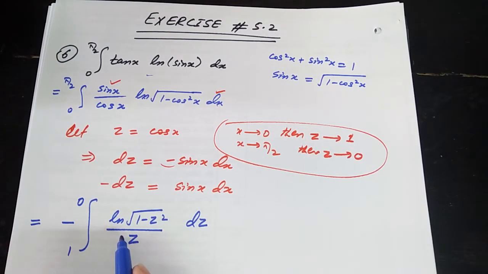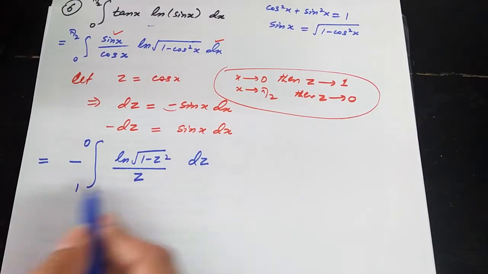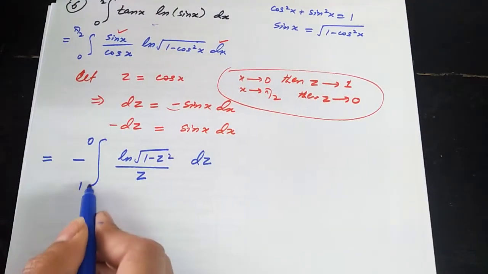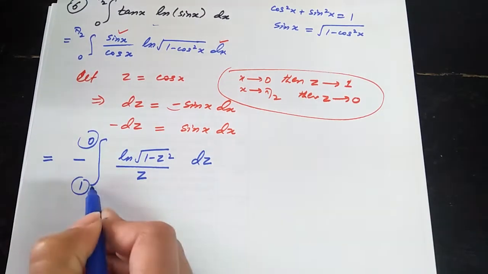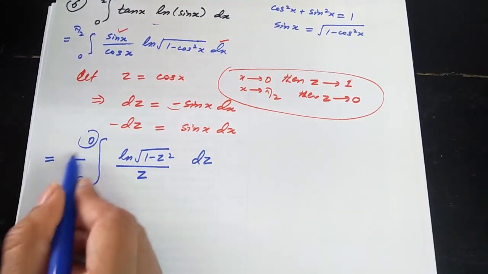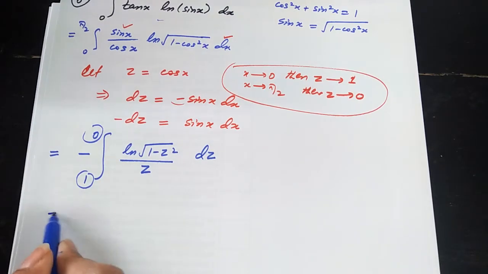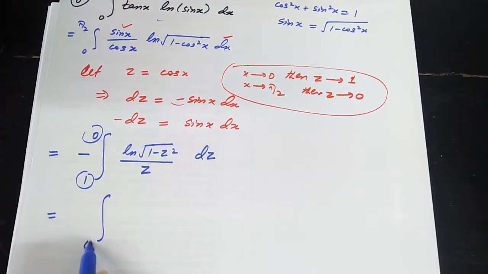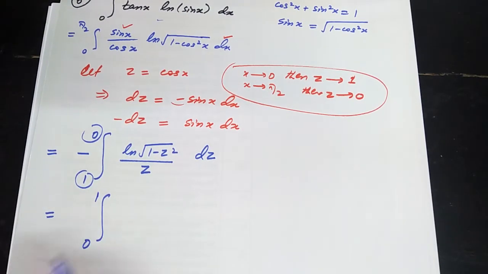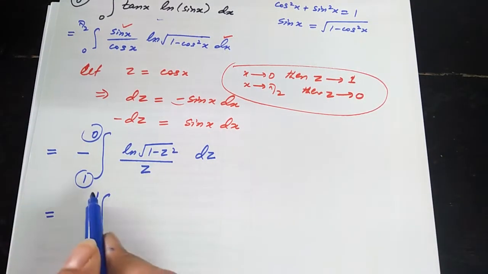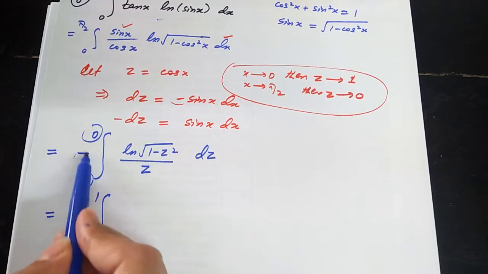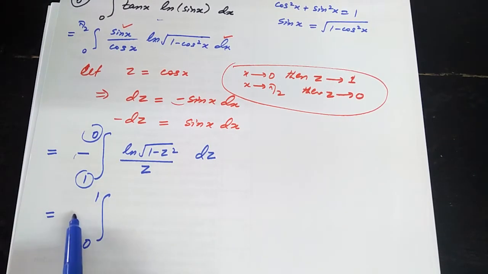It can now be solved as, you see, the lower limit is greater than the upper limit. We can just reverse it. After reversing it, this negative sign will be cancelled. So we can write it like 0 to 1. If we reverse the limits of integration, we write the negative sign. That negative sign and this negative sign combined will become a positive sign.